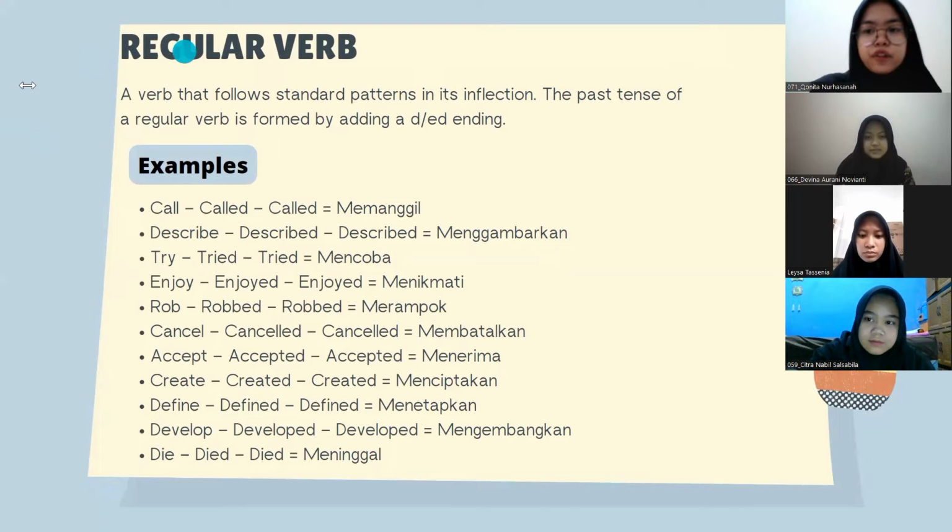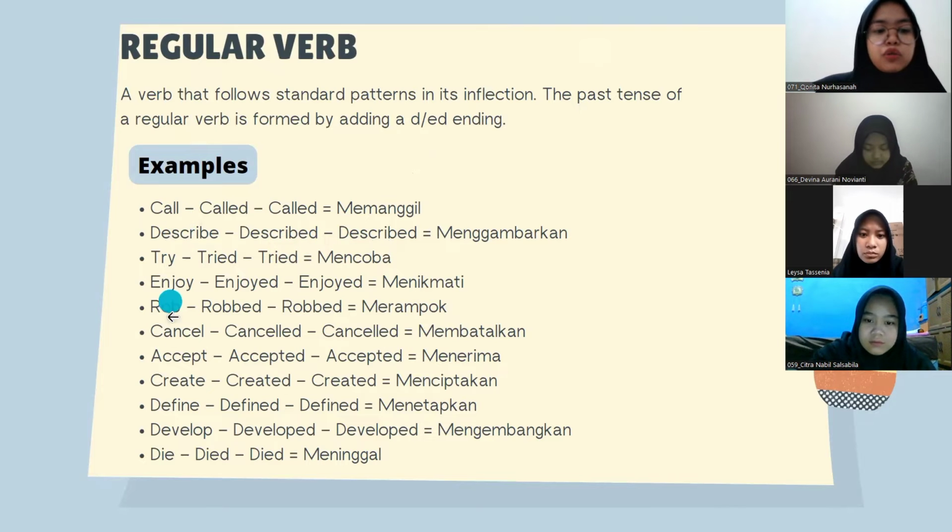And then we move to the next material, which is about regular and irregular verbs. So what is a regular verb? A regular verb follows a standard pattern in its inflection, and the past tense of a regular verb is formed by adding a d or ed ending. So let's take a look at the example.